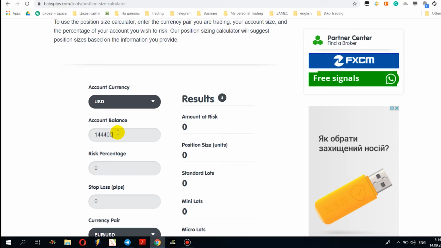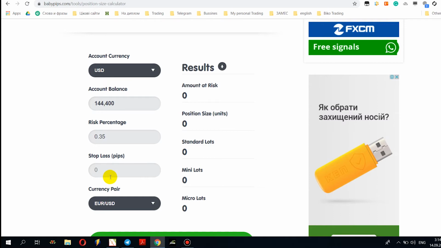144,400. After that, we should write our risk per position. My risk per position is 0.35%. The lower risk you use, the better it is for you.